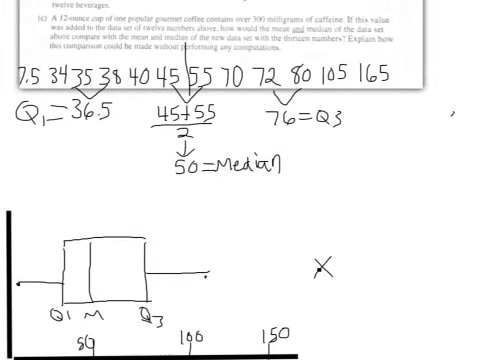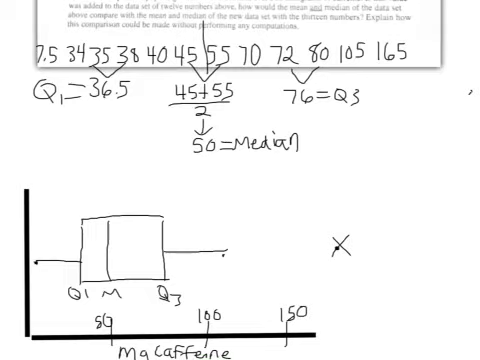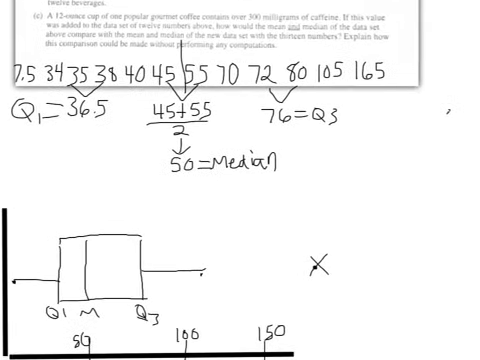A 12-ounce cup of one popular gourmet coffee contains over 300 milligrams of caffeine. If this value was added to the data set of 12 numbers above, how would the mean and median of the data set above compare with the mean and median of the new data set with the 13 numbers? Explain how this comparison could be made without performing any computations. I like that phrase because we don't have to perform any computations. Great! Less math to do. Okay, not that math is bad, but it's less work for us. So let's talk about how we could compare that.